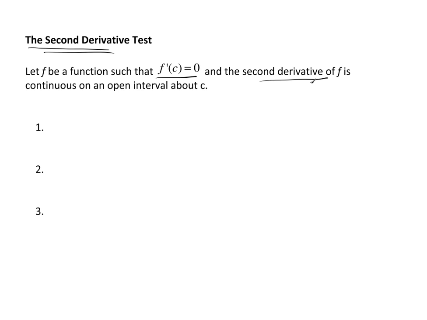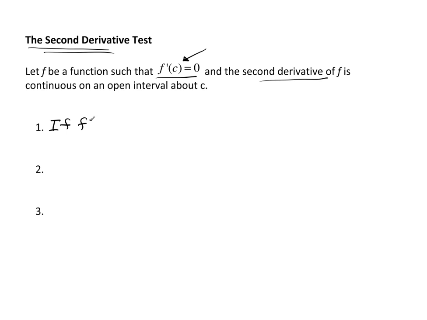And the second derivative of f is continuous on an open interval about c. So there I have a critical value here. This is a candidate for a local min or max based on the first derivative. And I know that the second derivative, f double prime, is continuous on an open interval about c. Then I have a couple of scenarios I can look at.